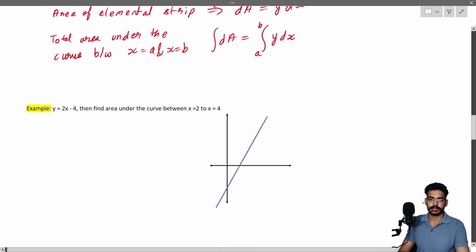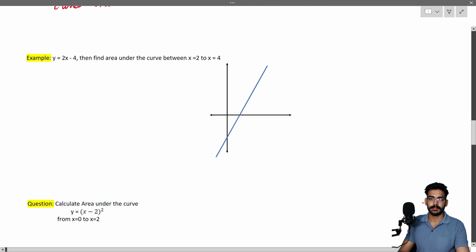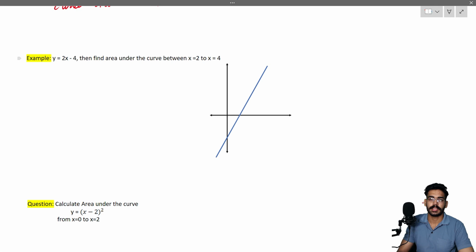Now let's do questions on that. This is a very important topic. y equal to 2x minus 4 is given, and find the area under the curve between x equal to 2 and x equal to 4. So when you draw this line y equal to 2x minus 4, this point is going to come at x equal to 2, and x equal to 4 is going to come somewhere here. So he is asking for this area.